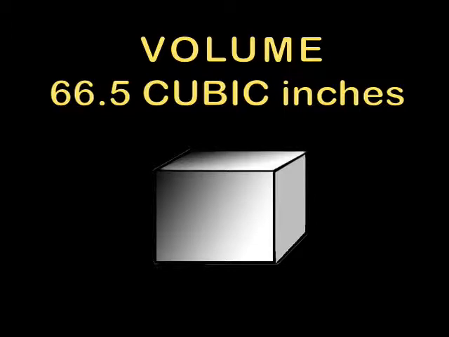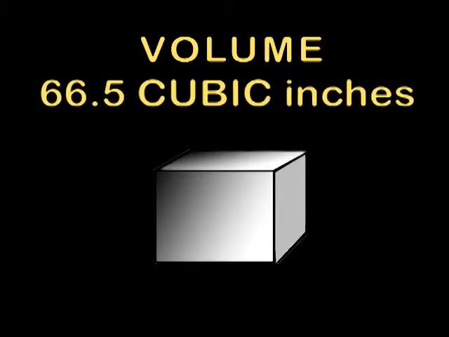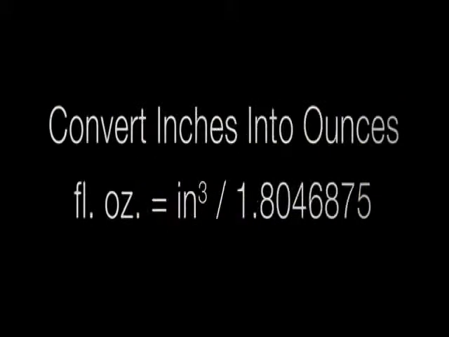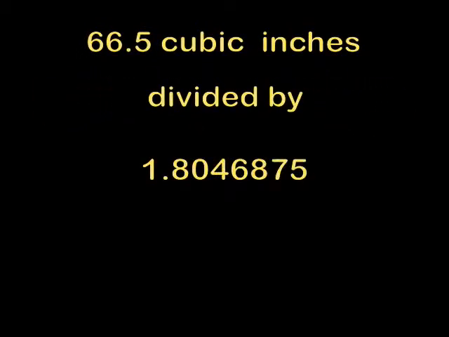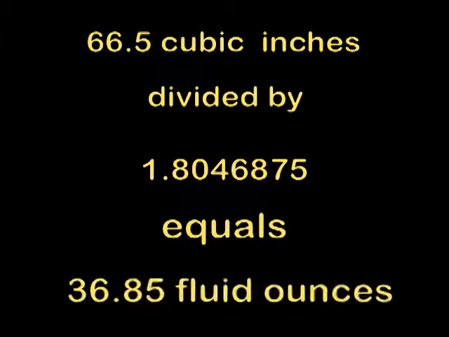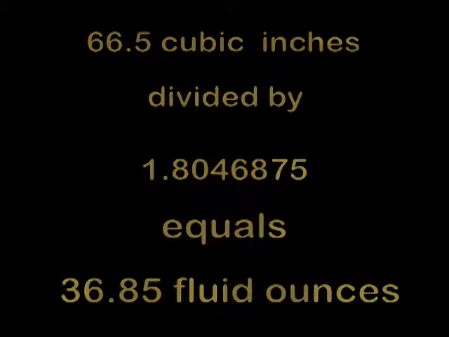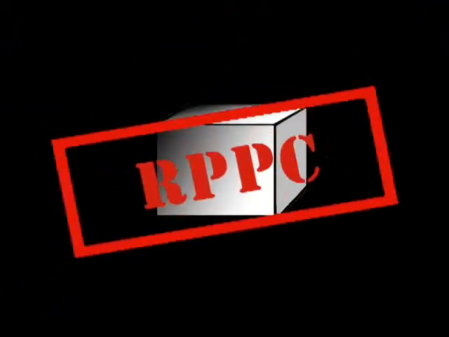Now all you need to do is convert 66.5 cubic inches into ounces. Here's the formula for converting inches to ounces. 66.5 cubic inches divided by 1.8046875 equals 36.85 fluid ounces. Therefore, this container may be an RPPC.